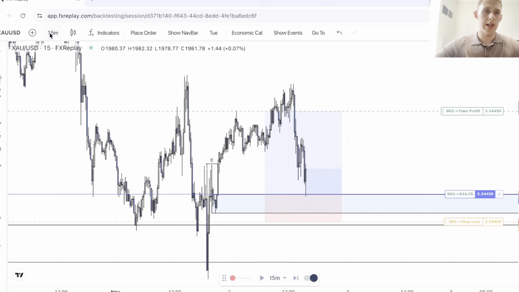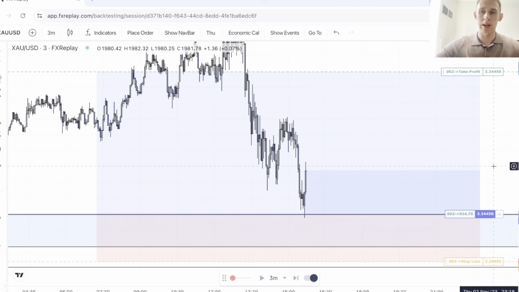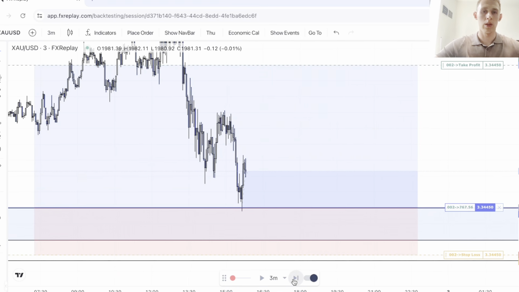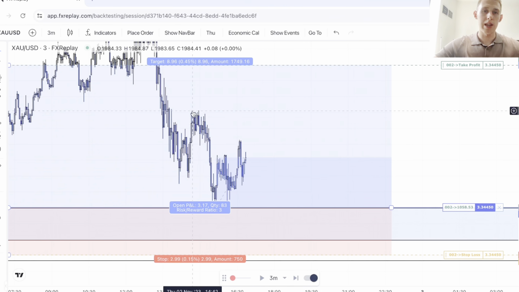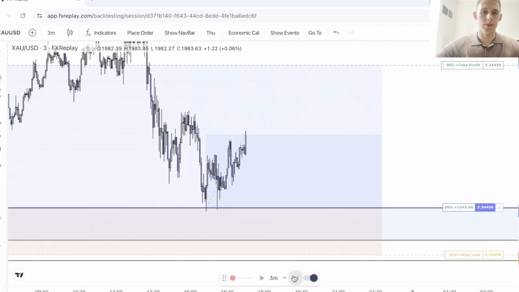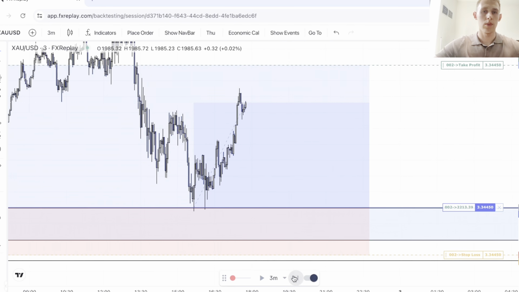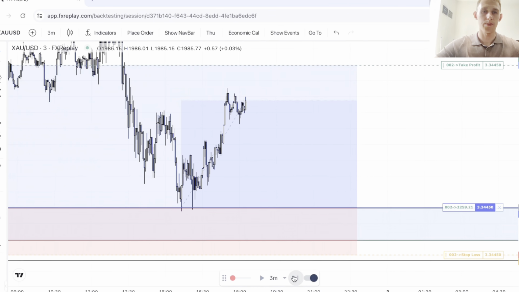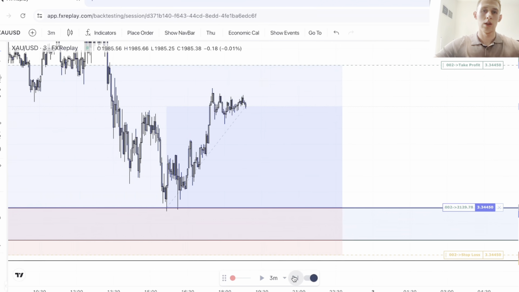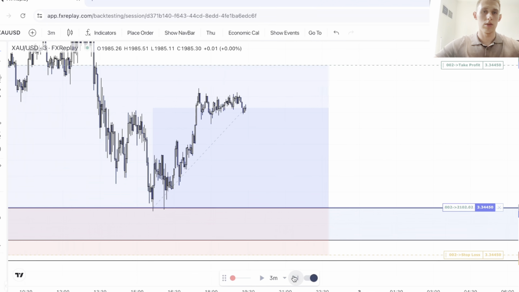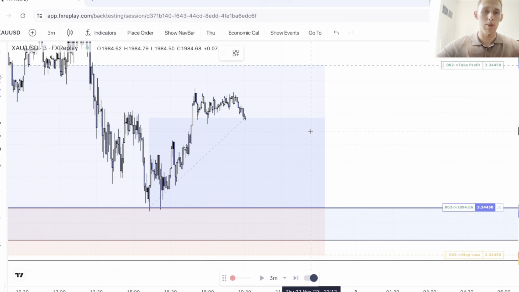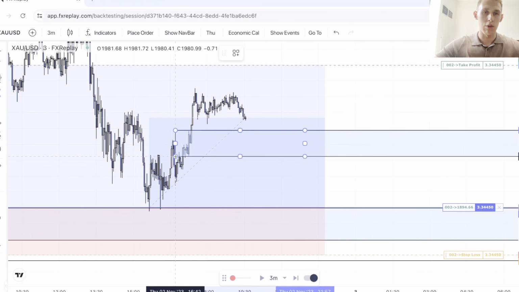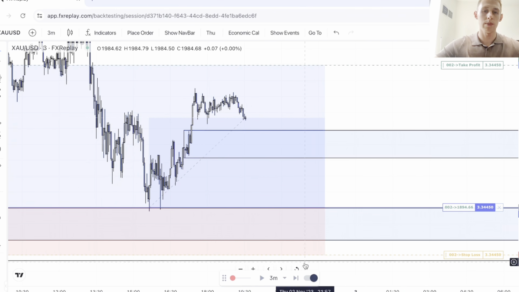Cool, so tagged in. Let's have a look at what it does on the lower time frames. Ideally, we want to see this high broken. There we go, so it's looking good. If you had missed this initial entry, I would probably enter around this region.